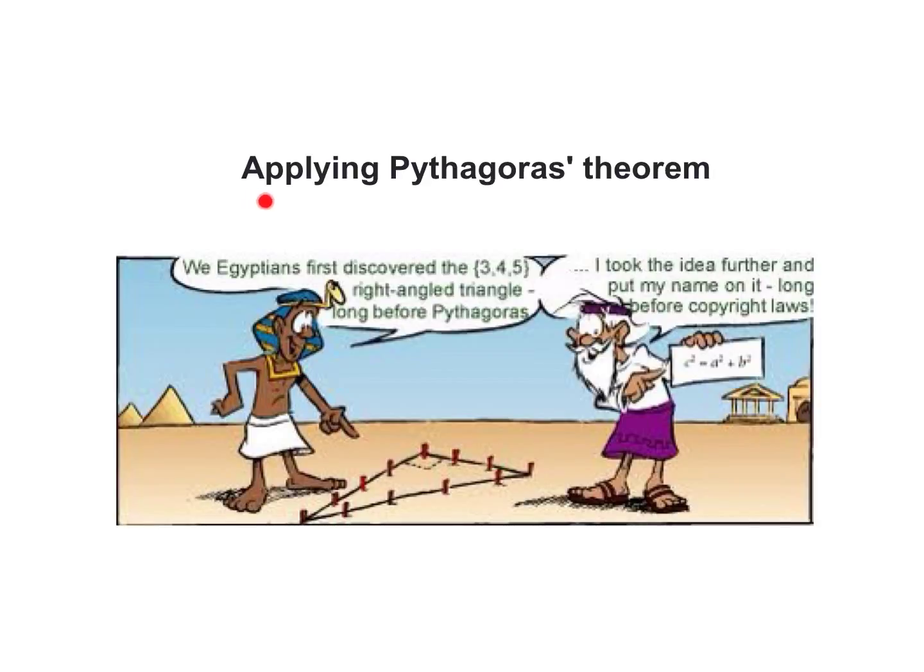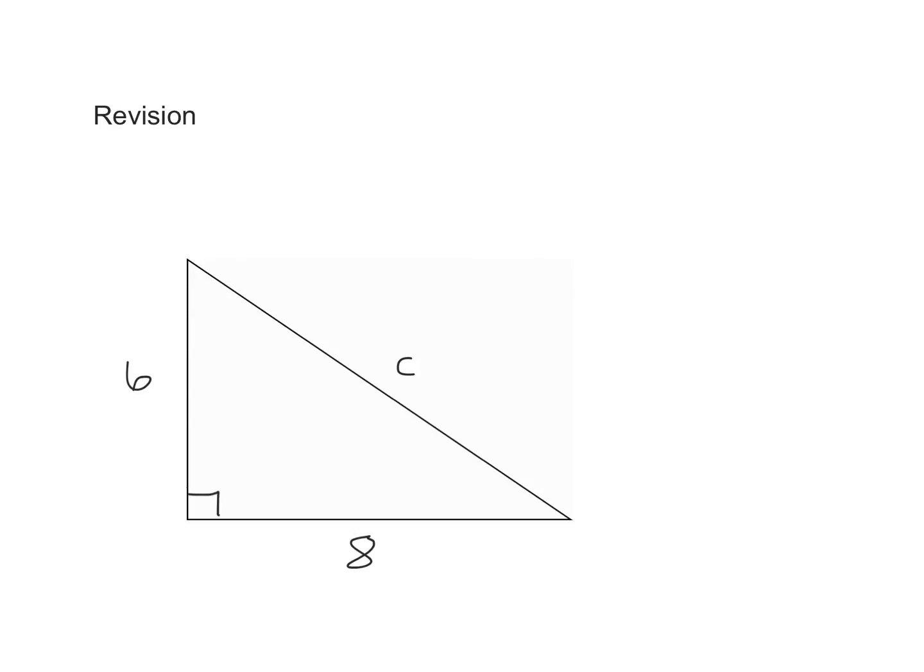Hi, this is Mr. Eaton, and today we'll be looking at applying Pythagoras' theorem. But before we get going, let's do a little bit of revision. Here is a right-angled triangle with a short side being 6, another short side being 8, and the hypotenuse being c. See if you can solve this to find the value of the hypotenuse. Put the video on pause and come back when you're ready.